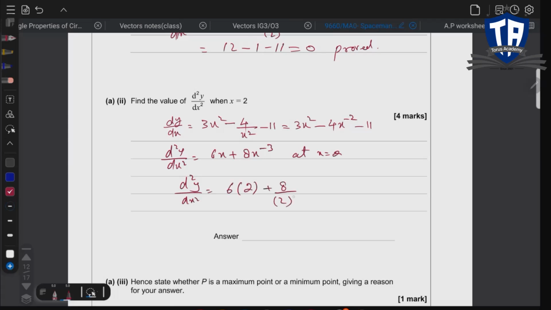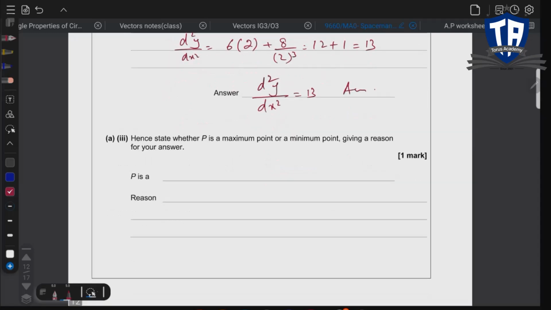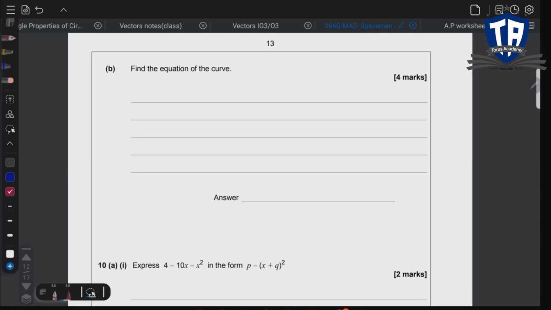The next part of the question says, state whether P is a maximum point or a minimum point, giving a reason for your answer. P is a minimum point because the second derivative is greater than 0. Simple. Find the equation of the curve. As we have been given a gradient formula, which is 3x squared minus 4 over x squared minus 11. This is what we have been given.